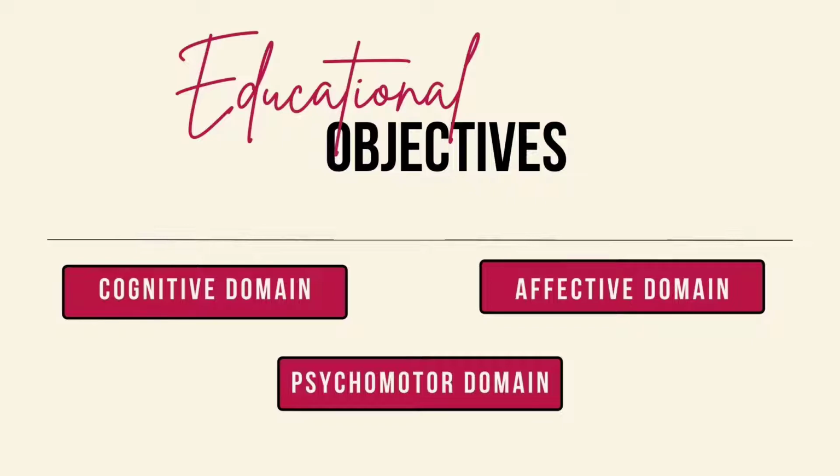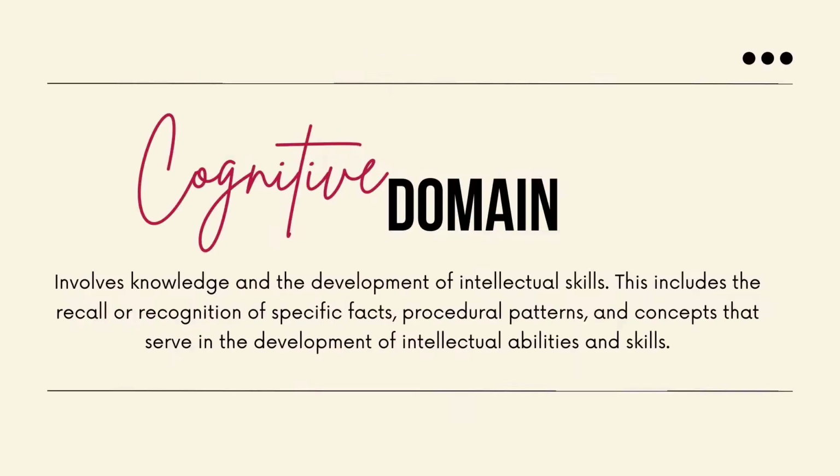First is the knowledge base or the cognitive domain. Second is the skills base or the psychomotor domain. And the last one is the affective domain. Let us discuss the first domain, which is the cognitive domain. What is cognitive domain? Cognitive domain involves knowledge and the development of intellectual skills.